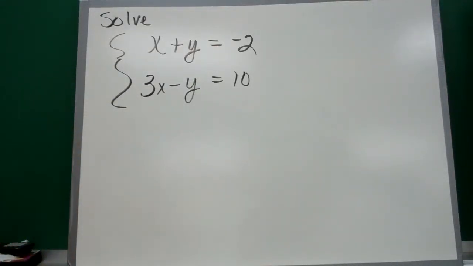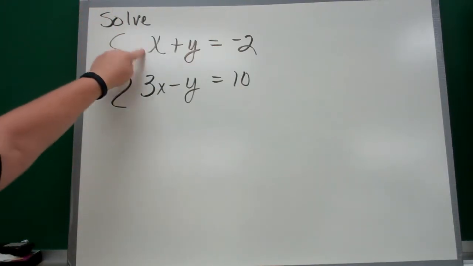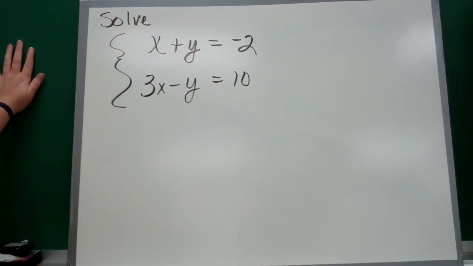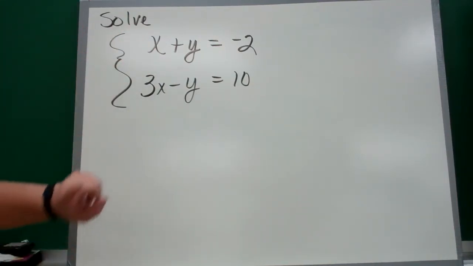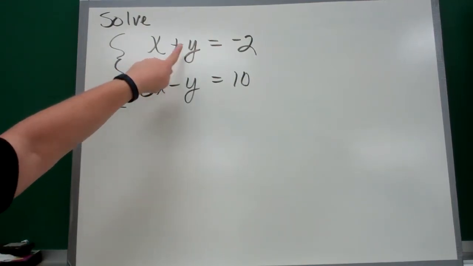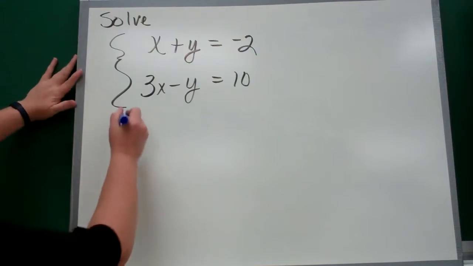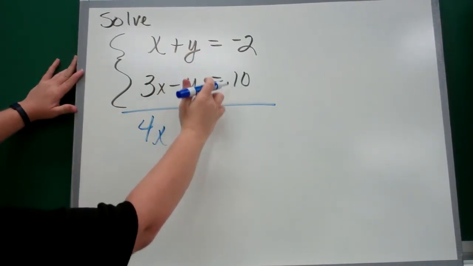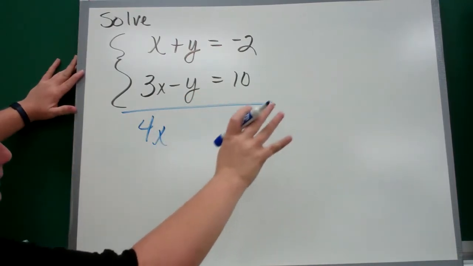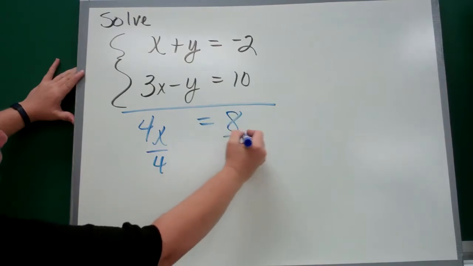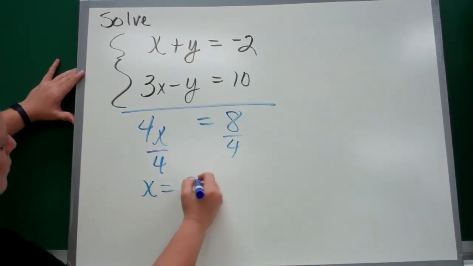Okay, this one says to solve. I'm looking at it, I see I can easily get x or y by itself, but without making any changes to this, this is set up to do elimination. I've got positive y, negative y. If I just combine them, add, we've got 4x, positive y minus y is 0, it's eliminated, equals 8. Divide by 4, x equals 2.